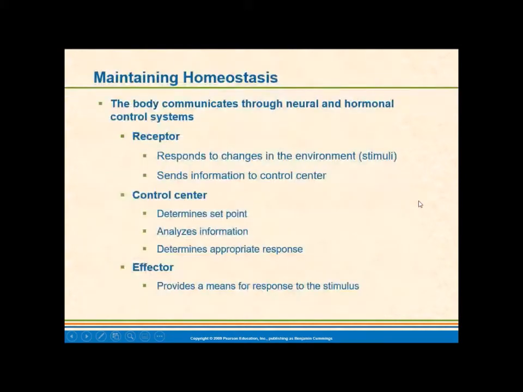Sort of a quick idea here. Body communicates through neural and hormonal control systems. Again, the receptor responds to a change in the environment, the stimuli, sends information to the control center. Control center determines whether it's within the appropriate range or not, analyzes the information, and determines the appropriate response.